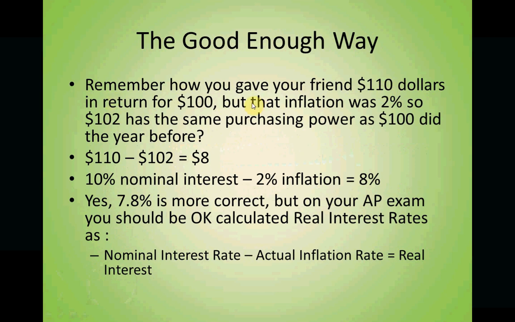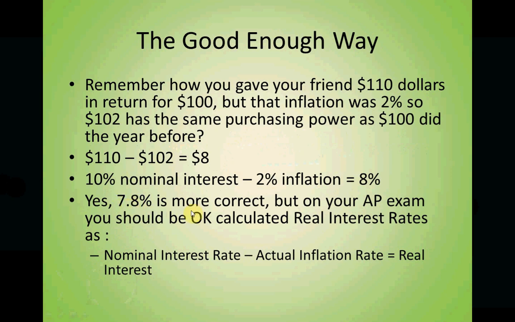Or remember how you gave your friend $110 in return for $100, but inflation was 2%, so $102 had the same purchasing power as $100 did the year before. That's all recap. Well, 110 minus 102 is $8, right? So 10% nominal interest rate minus 2% inflation just happens to be 8%. Yes, 7.8 is more correct.